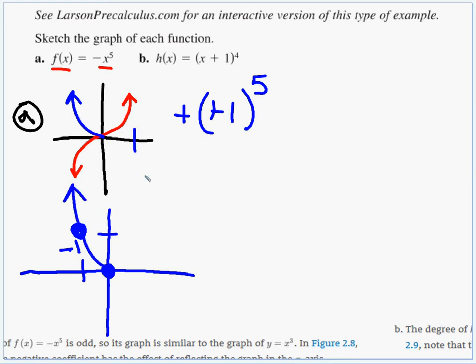And if we put positive 1 in there, remember this was a negative out front. Our function is negative x to the fifth. So now if we put a positive 1 in there, 1 to the fifth is 1, and then this negative comes in and makes that minus 1. So at 1 on the x-axis, we're down here at negative 1.